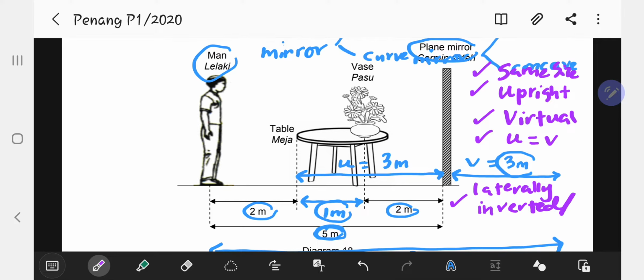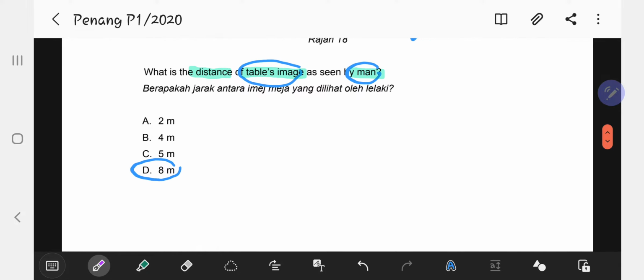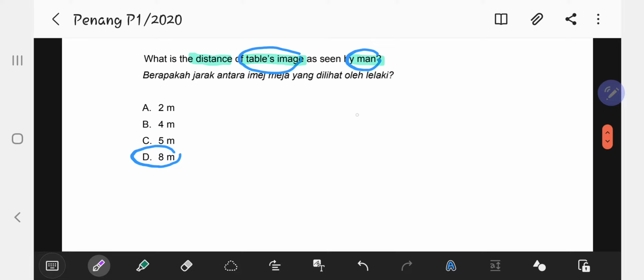After you know the characteristics of the image, another important thing is the ray diagram. How to draw a ray diagram? Do you want the easy way or the harder way? If you want the easy way, just to get the marks, this is the way. So I teach you the easier way. Let's say we have an object here, say a vase, pasu. Like that. This is the vase, which is the object.